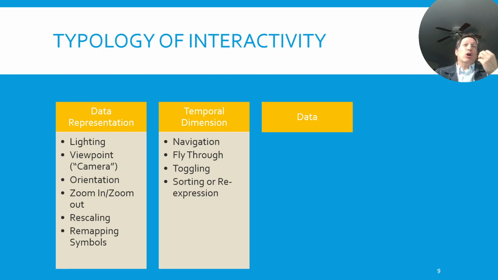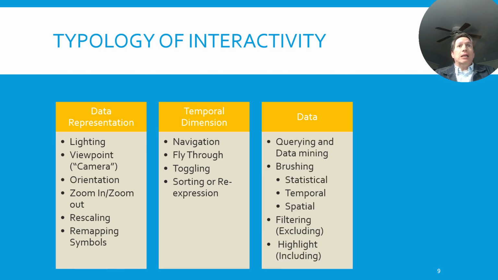But we can interact also with the data directly, not only with the representation or with the temporal dimension of that data, but we can interact with the data, and then we can create queries. We can do data mining. We can do brushing, and that brushing could be statistical, temporal, or spatial. We can filter, that basically is we exclude some type of data. We can have highlighting, and that's kind of including some data of interest.